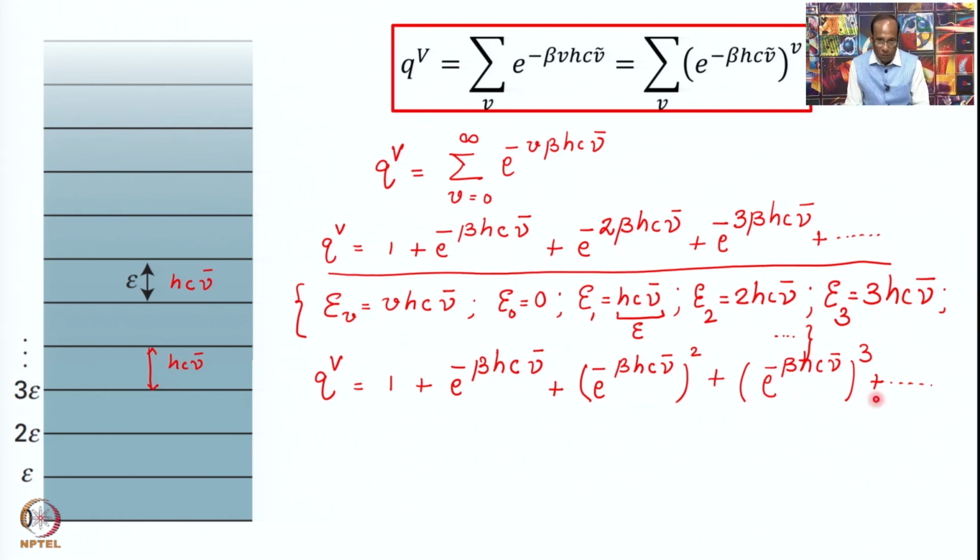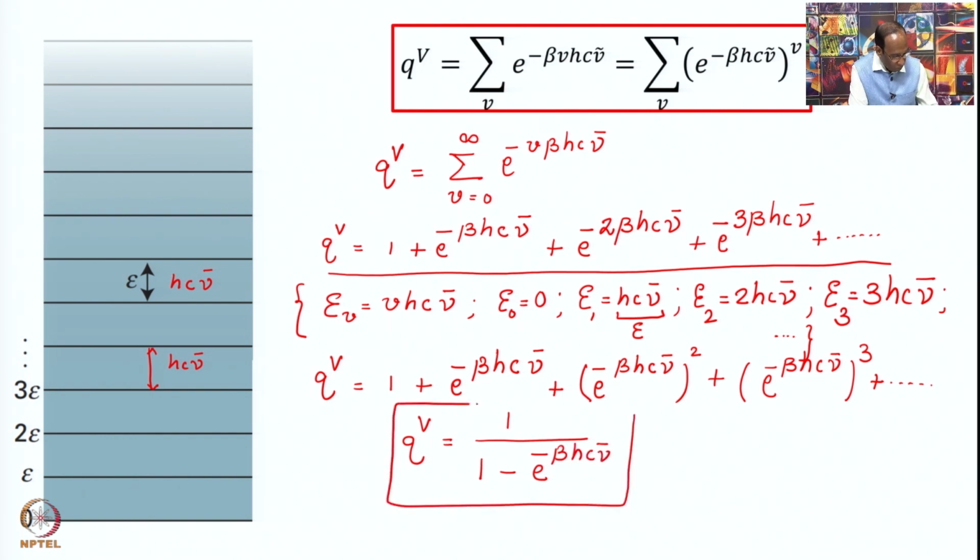This is the sum of a GP, and the sum of a GP, as we earlier discussed when we were discussing the uniform ladder of energy levels, is 1 over 1 minus x, where x is exponential minus beta h c nu bar. This is the expression that you are going to use to determine the vibrational contribution to the partition function.